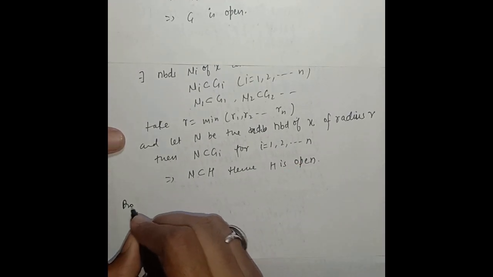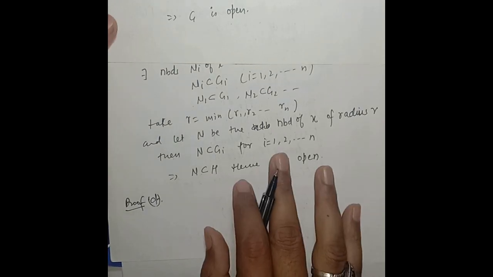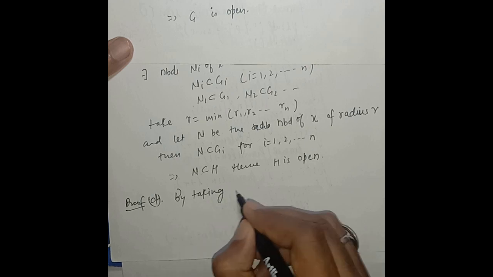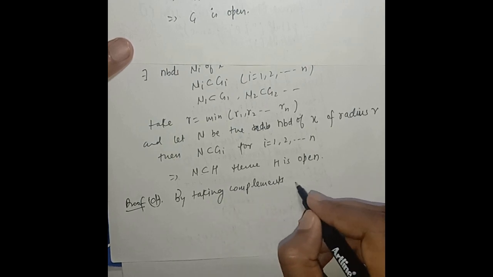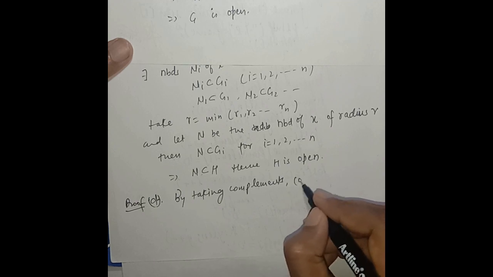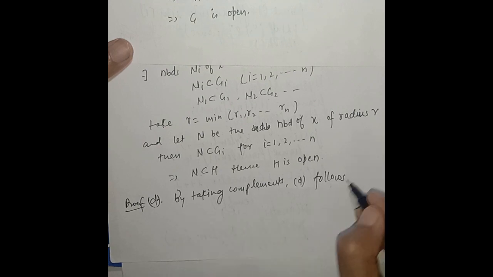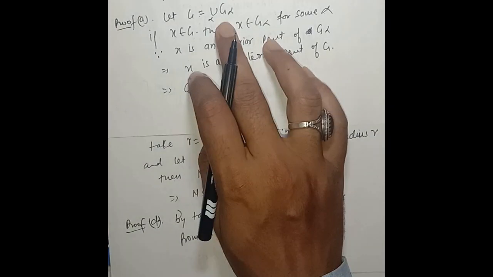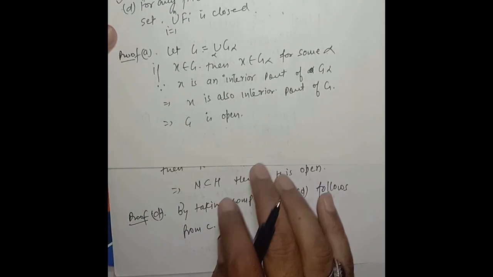Now the proof of the D part is very easy. By taking complements, D follows from C. If we take the complement of C, we get the D part.